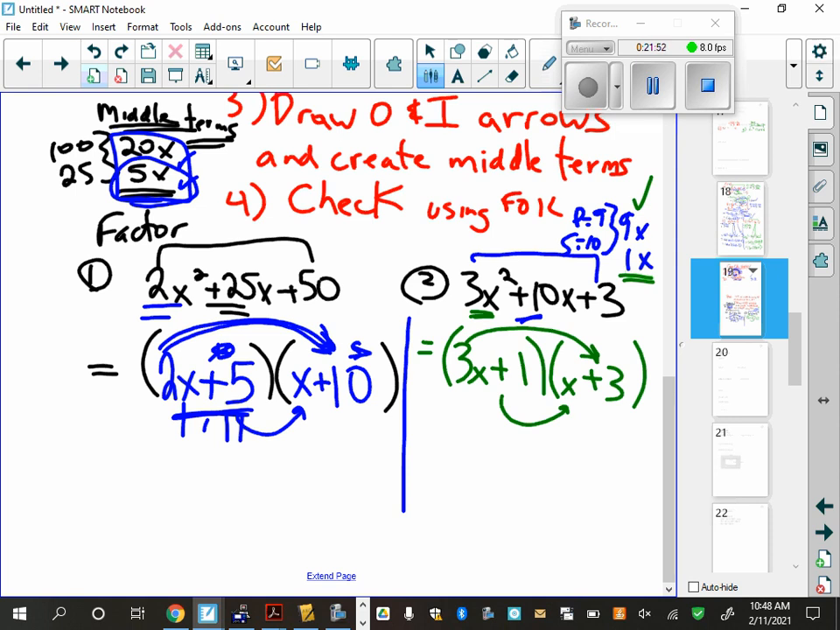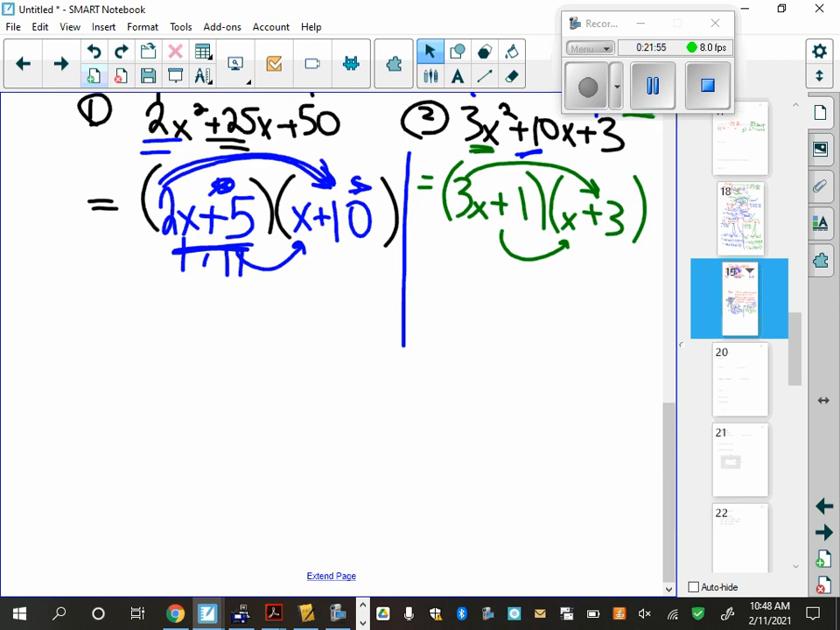Let's just keep trying this skill, and I'll talk to you more about it at the end. Do this one on your own, I guess, and then let's make sure you're on the right track. So factor 2x squared plus 13x plus 15.